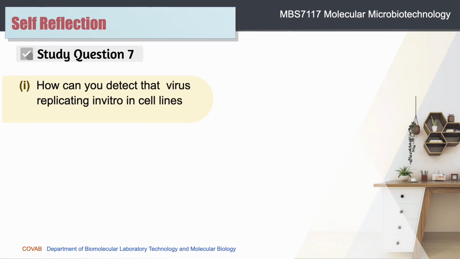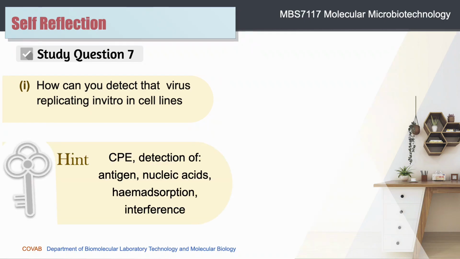Now let's reflect on what we've just learned. The question 6 here is, how can we detect that virus is replicating in vitro in cell lines? Let's have a hint. We can look for CPE. We can look for the detection of antigen, nucleic acids, heme adsorption, interference, to mention just a few. If you have difficulty in describing what we've just discussed, please review this section.